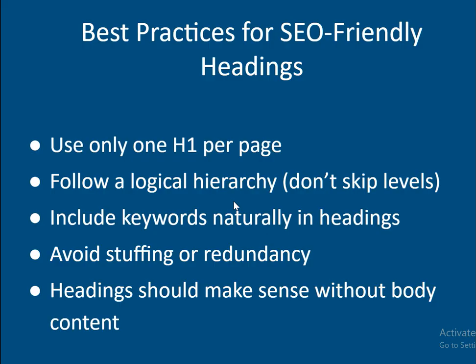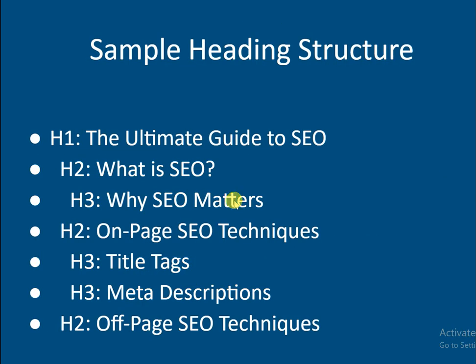Okay. So this is the sample heading structure following all the practices which I have mentioned. So if you see here, at the top we have our H1, the ultimate guide to SEO. This is the main title of the page. And remember, it's used only once per page, as I mentioned in the previous slide. Then we break the content into major sections with H2s. Here, what is SEO is an H2 because it introduces a primary section under the guide.